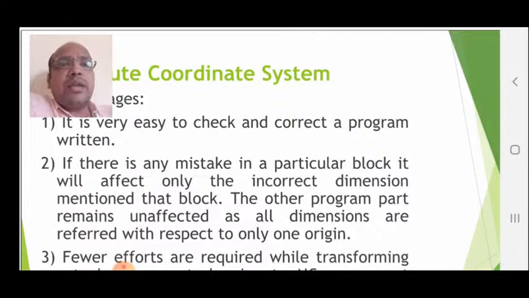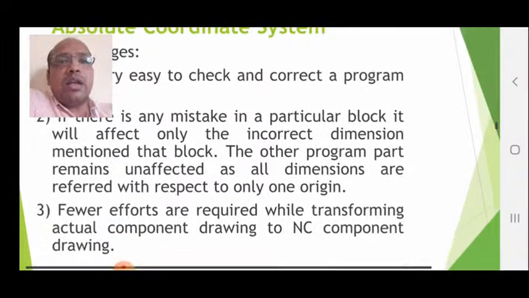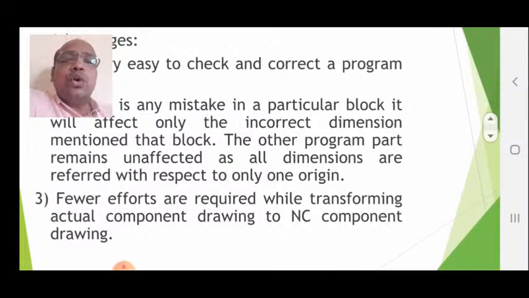If there is a mistake in a particular block, it will affect only the incorrect dimension mentioned in that block. It means if you have written any wrong instruction in a part program, only that line will be affected. The complete part program will not be affected. The other parts of the program remain unaffected as all dimensions are referred with respect to only one origin. So for getting accuracy in the part program, we should consider the origin for writing each dimension.